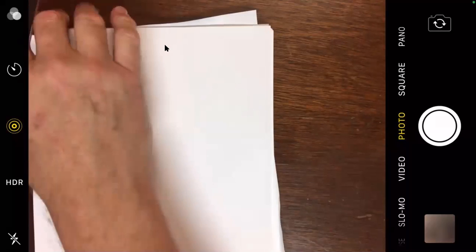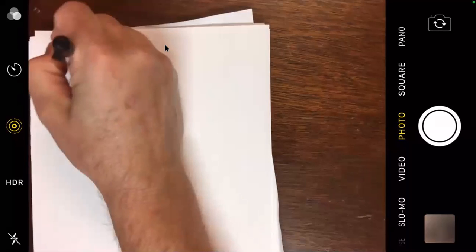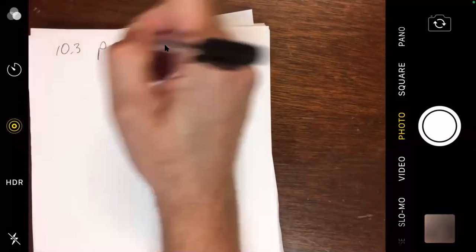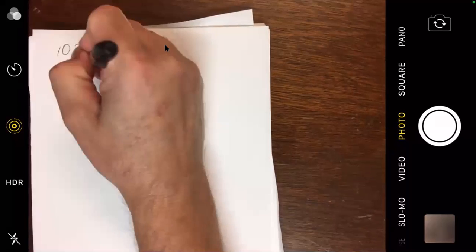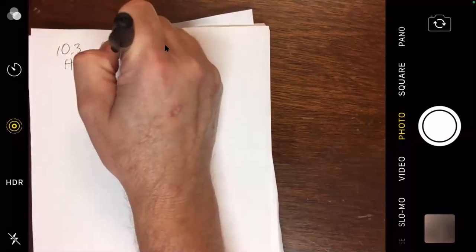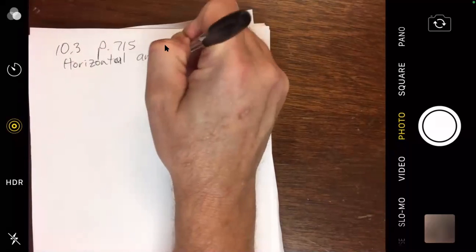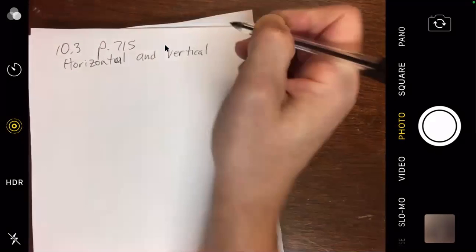So we're going to finish out working some example problems. We left off in 10.3 on page 715 with horizontal and vertical tangency.